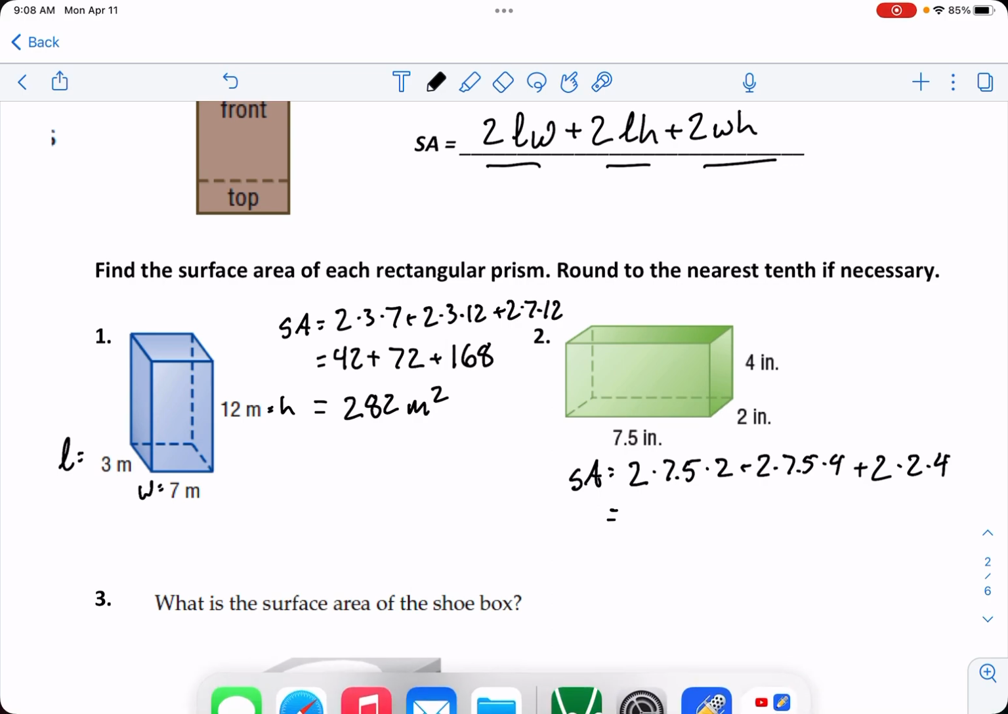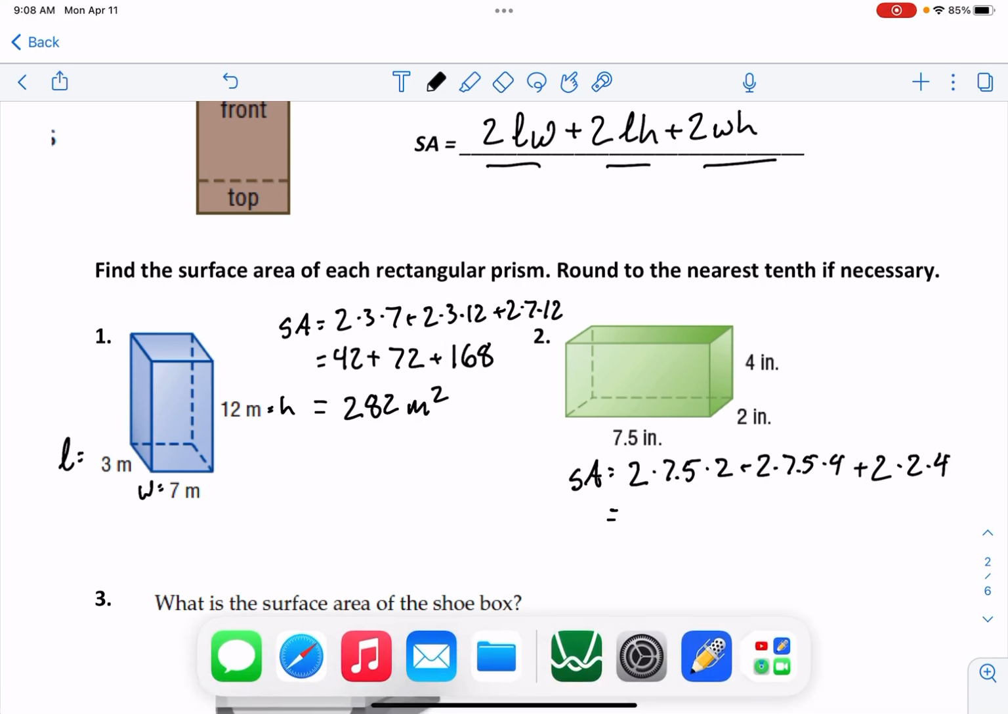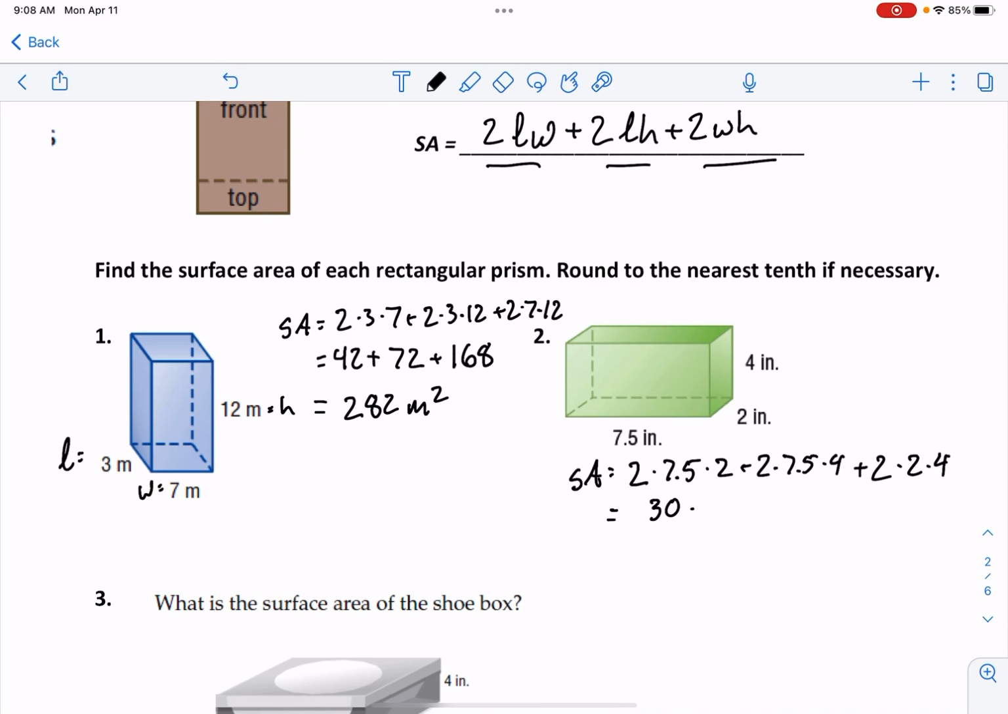2 times 7.5 times 2. That's going to give us 30 for that section, plus 2 times 7.5 times 4. It's going to give us 60, plus 2 times 2 times 4. It's going to give us 16.